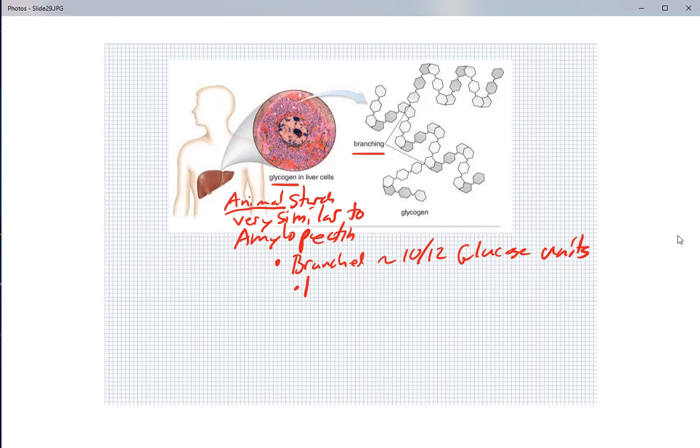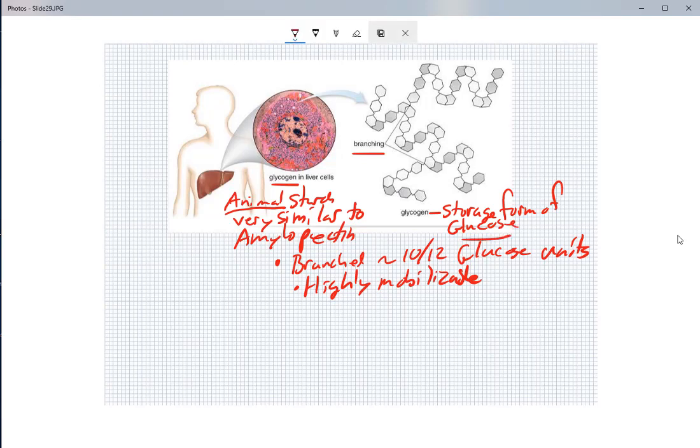And what this means is it's what we call highly mobilizable. And what do we mean by highly mobilizable? Again, we have enzymes. Now, first off, glycogen is a storage form of glucose for animals. Storage form of glucose.